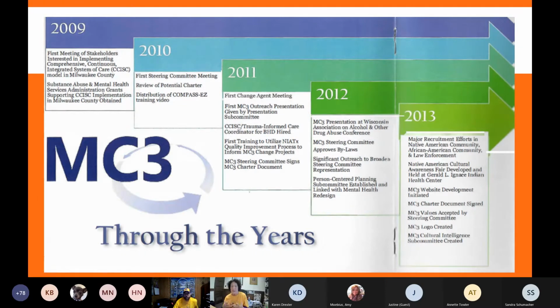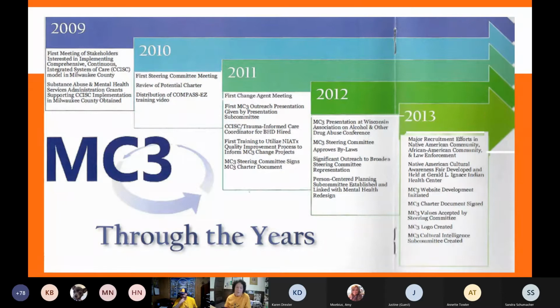And so I joined on, and that's kind of where my passion has been, trying to help Milwaukee County integrate the growing numbers of systems of care, even just helping to integrate the adult system and the youth system, the substance abuse system, and the mental health system. So this is kind of a little bit of the MC3 timeline.